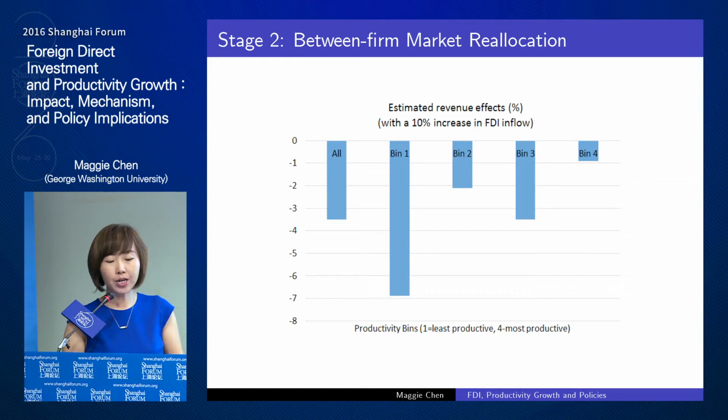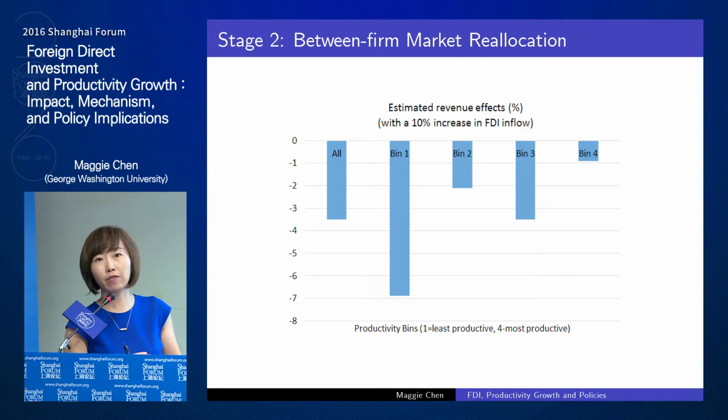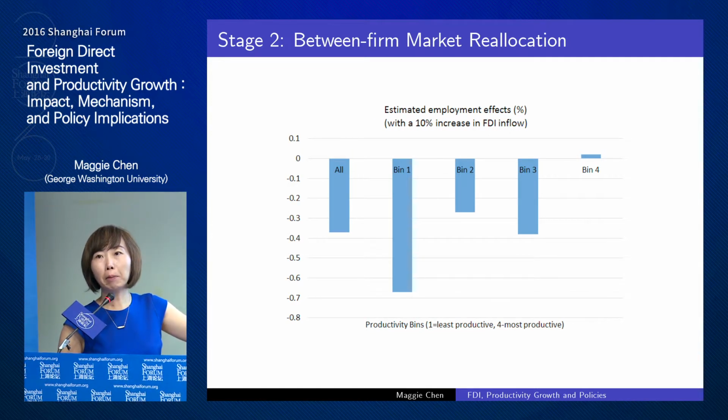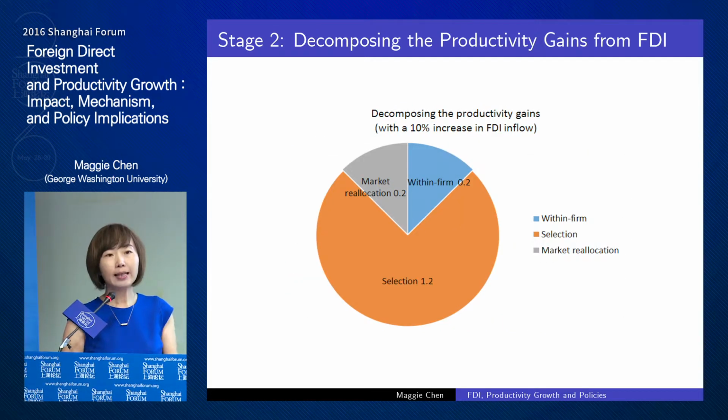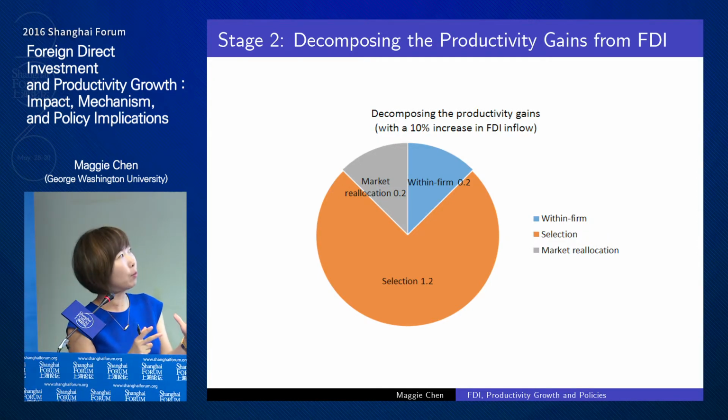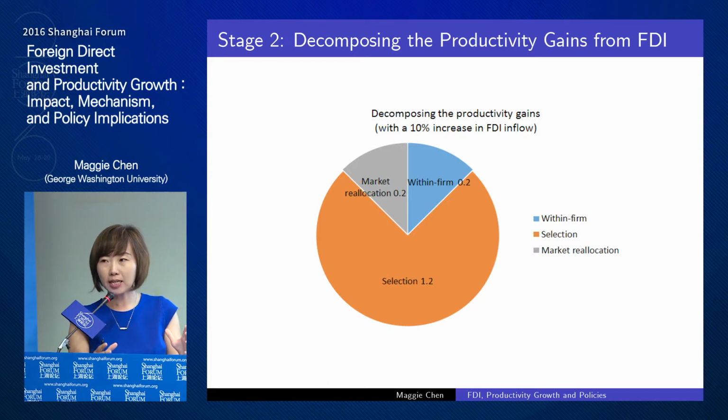And then what about market reallocation? We do find that the revenue of surviving firms tend to contract after competition comes in, especially for the lowest productivity firms. So there is also evidence of market reallocation from the lowest productivity firms to the relatively high productivity firms. And that's also seen in the labor market. The employment contracts for domestic firms, especially for the least productive domestic firms. Okay? Now, how can we put these results together? We find that out of the 1.6% increase in productivity, the vast majority come from selection and market reallocation. Okay? So this is the main finding of this paper, suggesting selection and market reallocation play a very important role.